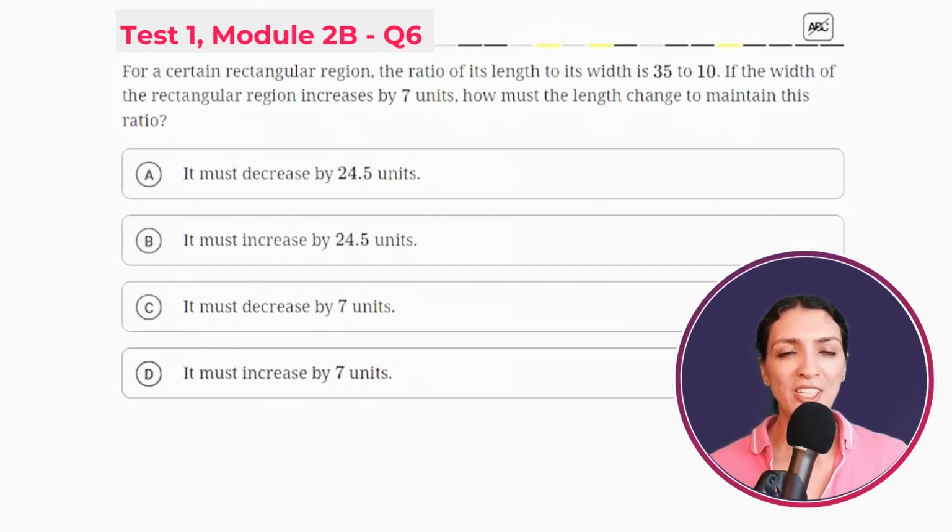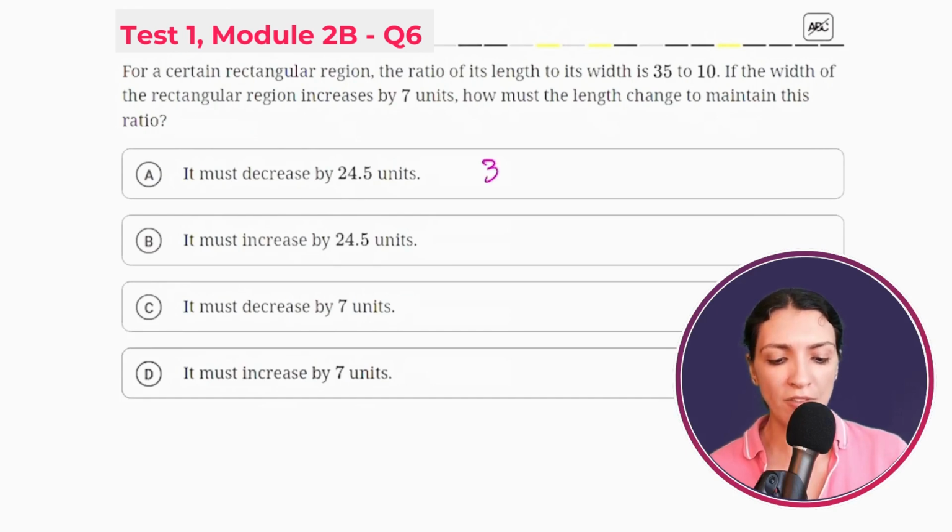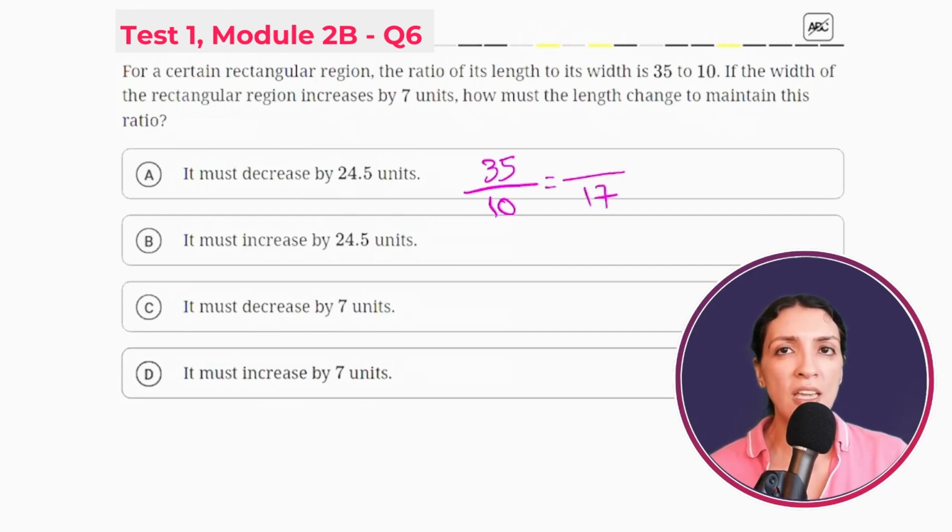This is another question that involves keeping a proportion. We're told that the ratio of the length to width of a rectangle is 35 to 10. And we're told that the width is increased by 7, so it will become 17, 10 plus 7. And we're asked to preserve the proportion, so we want the equal ratio, and to find what would the length be. Of course, we can solve this via cross multiplication, or we can take a second and think about it.